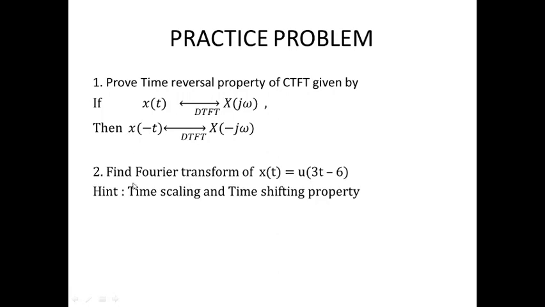The next one is, find the Fourier transform of x of t equal to u of 3t minus 6, right? The hint here is to see what operations are being done. One is time shifting, t minus 6, and another one is scaling. So you can apply the time scaling and time shifting properties to solve this problem.